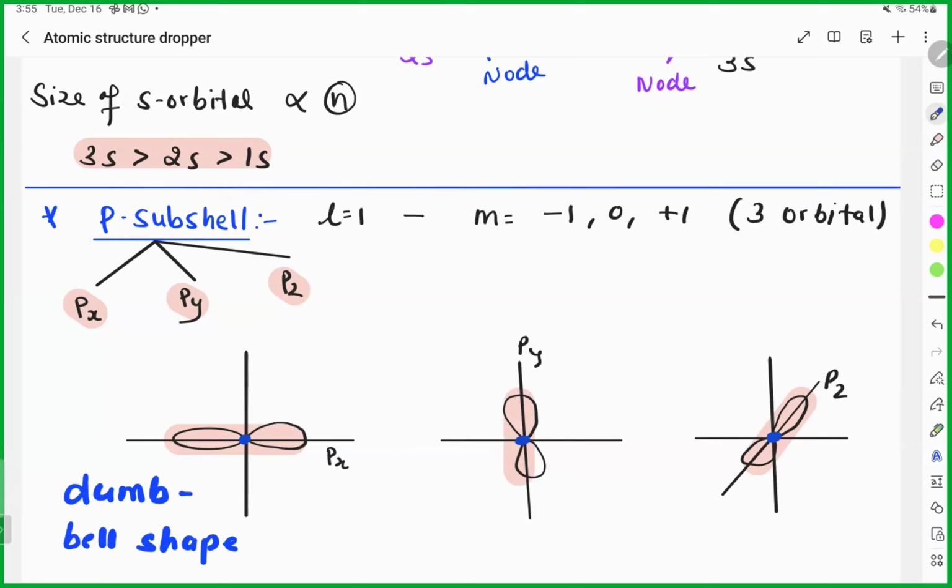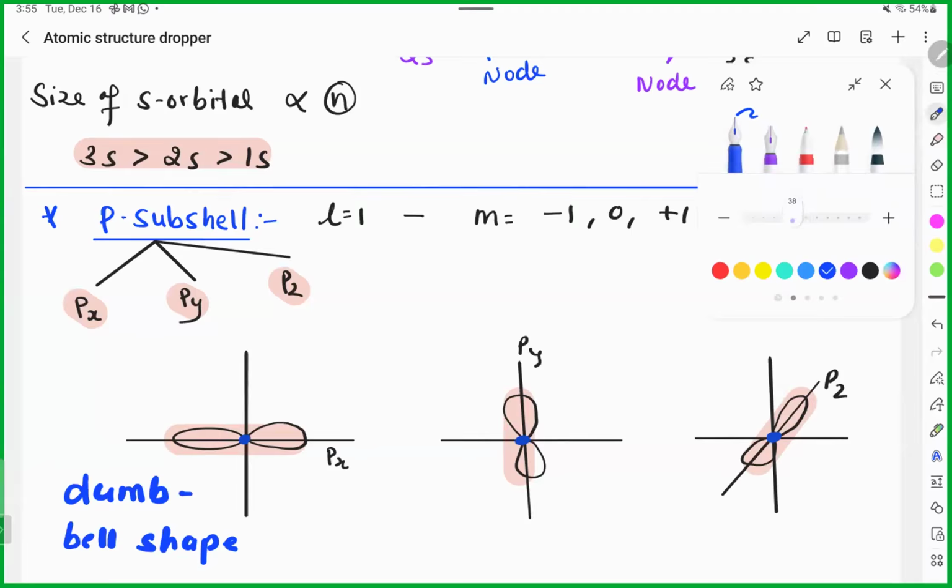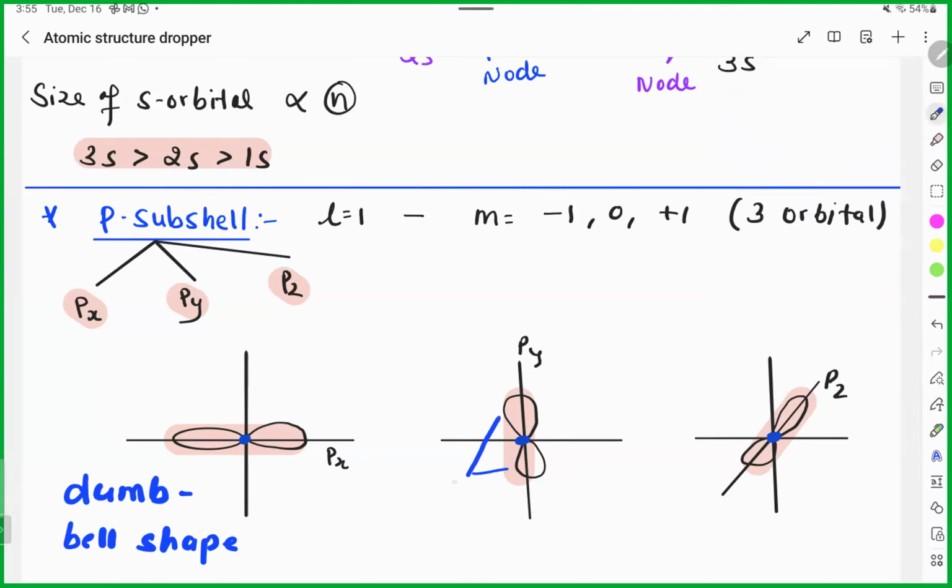So these two structures are known as two lobes. For example, these are the two lobes in one orbital. Each p orbital has a dumbbell shape, two lobes, and they are separated by the nucleus. Correct? And between these two lobes, there will be a plane of zero density. This is known as nodal plane.